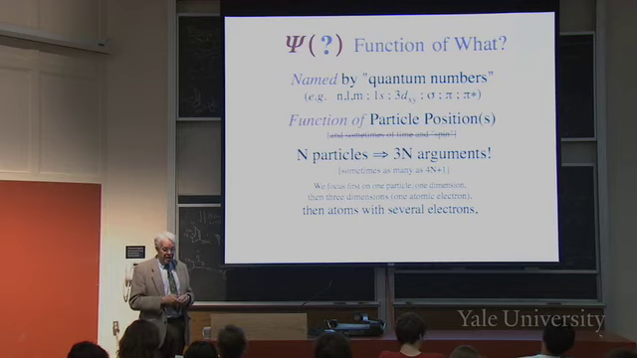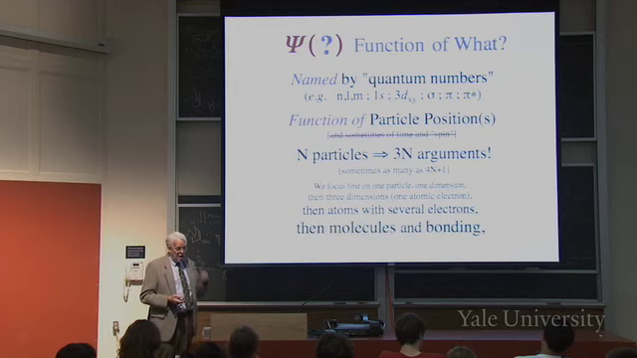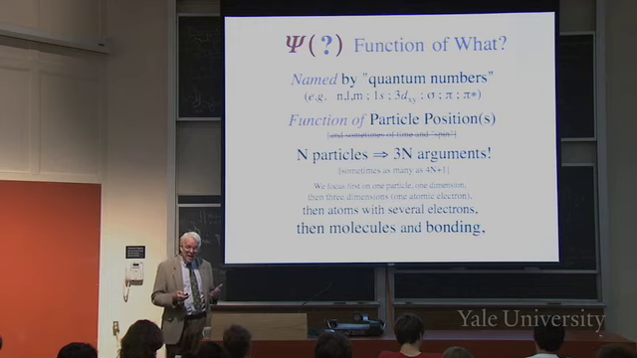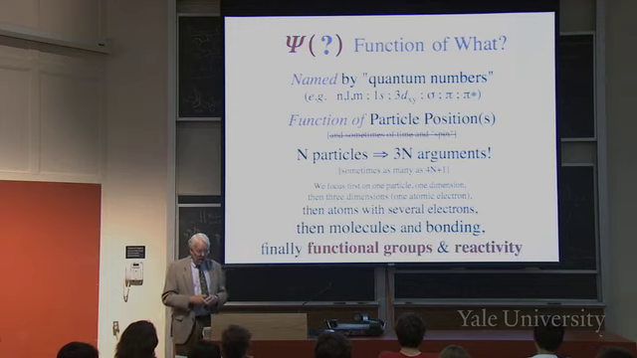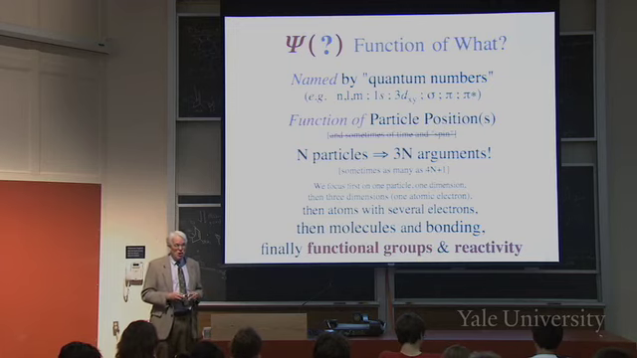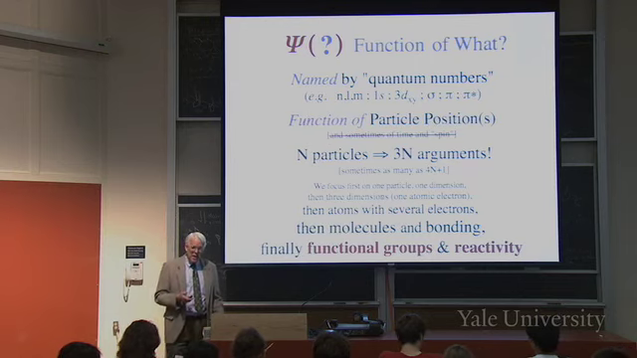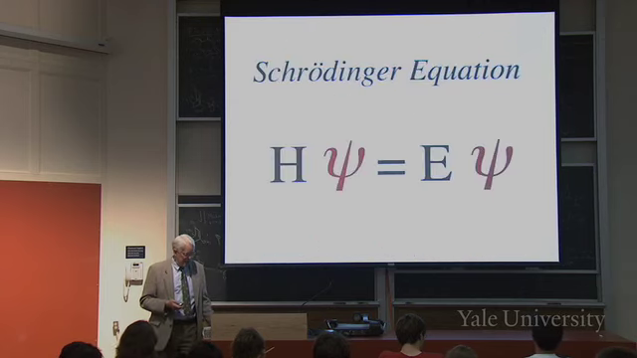That would be 6 variables that you have to put into the function to get a number out. Then we'll go into molecules, that is more than 1 atom, and what bonding is. And then finally we get to the payoff for organic chemistry, which is talking about what makes a group a functional group and what does it mean to be functional, what makes it reactive. That's where we're heading. But first we have to understand what quantum mechanics is.